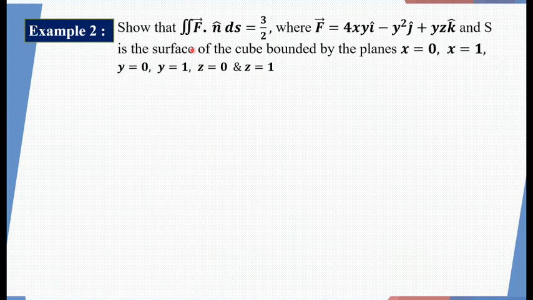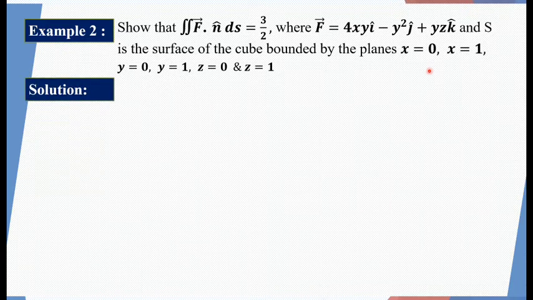Example 2. Show that the double integral of vector f dot n cap ds is equal to 3 by 2, where vector f is equal to 4xyi minus y square j plus yzk, and S is the surface of the cube bounded by the planes x equals to 0, x equals to 1, y equals to 0, y equals to 1, z equals to 0, and z equals to 1. Here it is not given that we have to find it for any of the octants, so we have to find the solution for the entire surface.